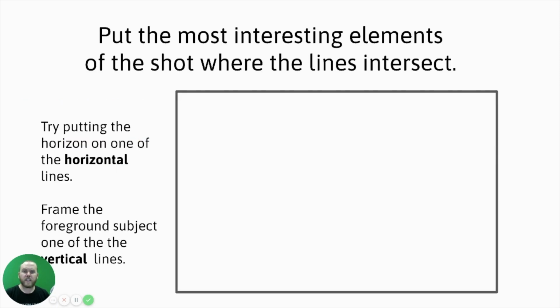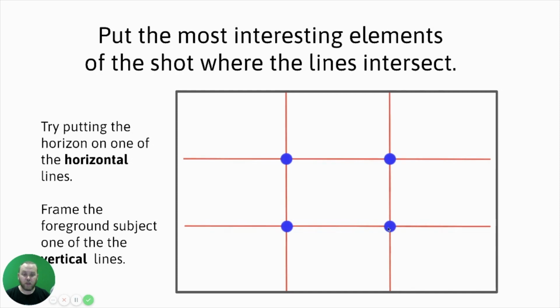All right, so you put the interesting elements where the lines intersect. So you can put the horizon on one of the horizontal lines, maybe this bottom line here, right? Maybe if the sky is really neat, you would put the horizon down here. If the sky is not that interesting, but the landscape looks great, maybe you'd have the horizon along this line, right? In a reflection shot, usually it's right down the middle, but you're still going to make sure that it's level. And then frame your foreground subject on one of the vertical lines.